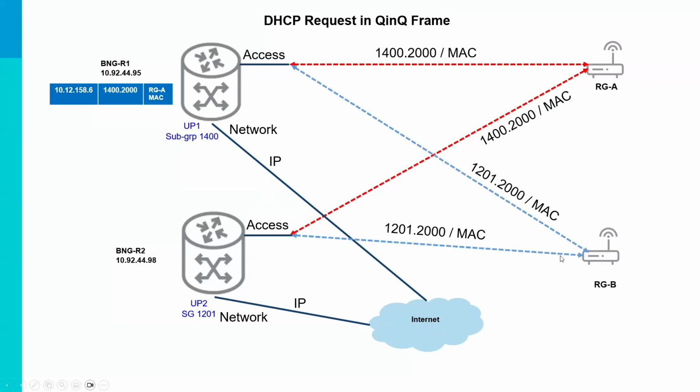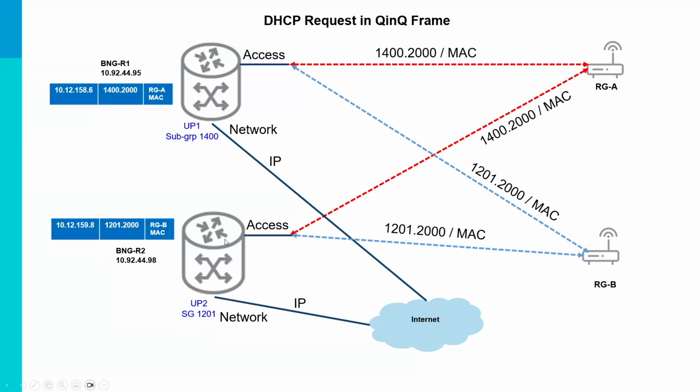Now, RGB comes online and says, oh, I need a DHCP address, and it sends the request with an SVLAN of 1201 and a CVLAN of 2000. UP1 says 1201, not me. UP2 says, oh, 1201, that's me. And so it assigns RGB an address of 10.12.159.8, and it puts the SVLAN, CVLAN, and MAC address into its table. And then RGB ARPs for 10.12.159.1, gets back an address, and only forwards the traffic through UP2.